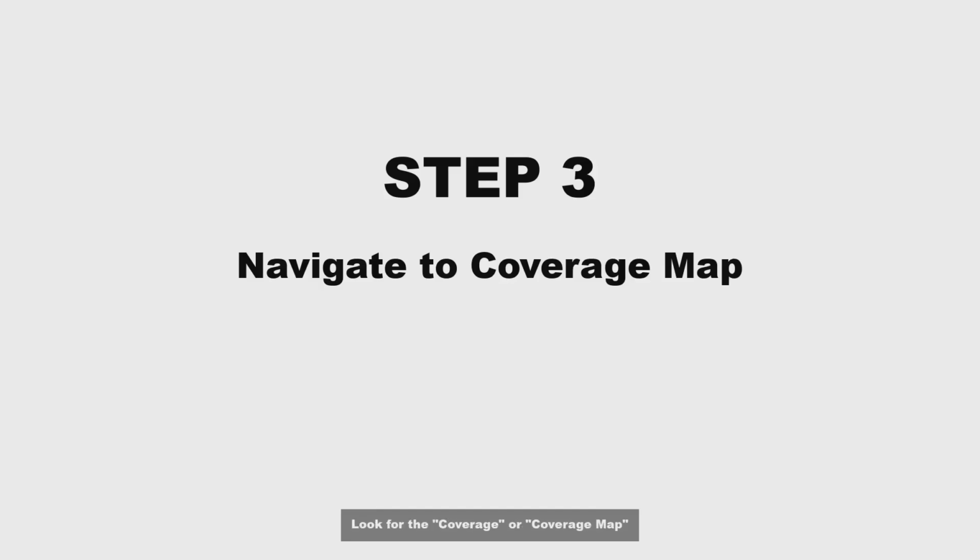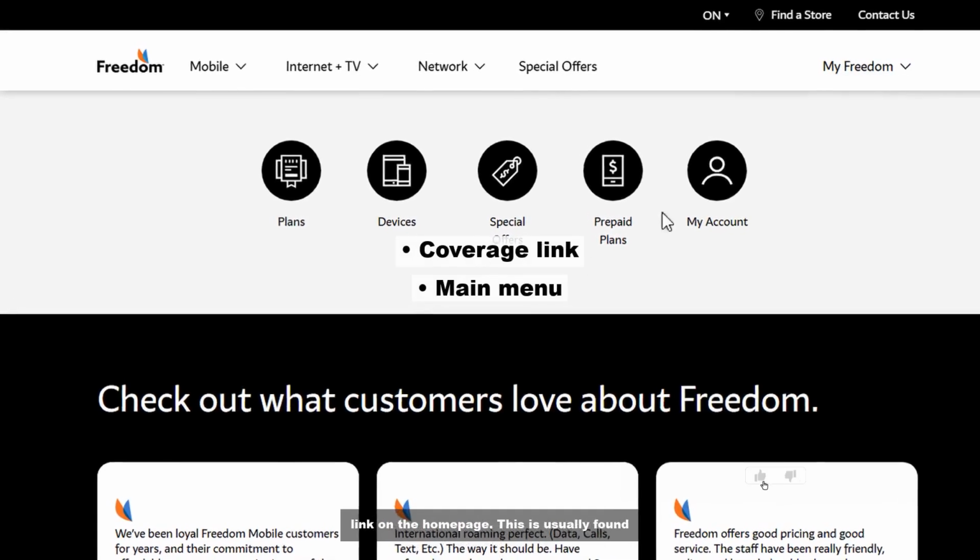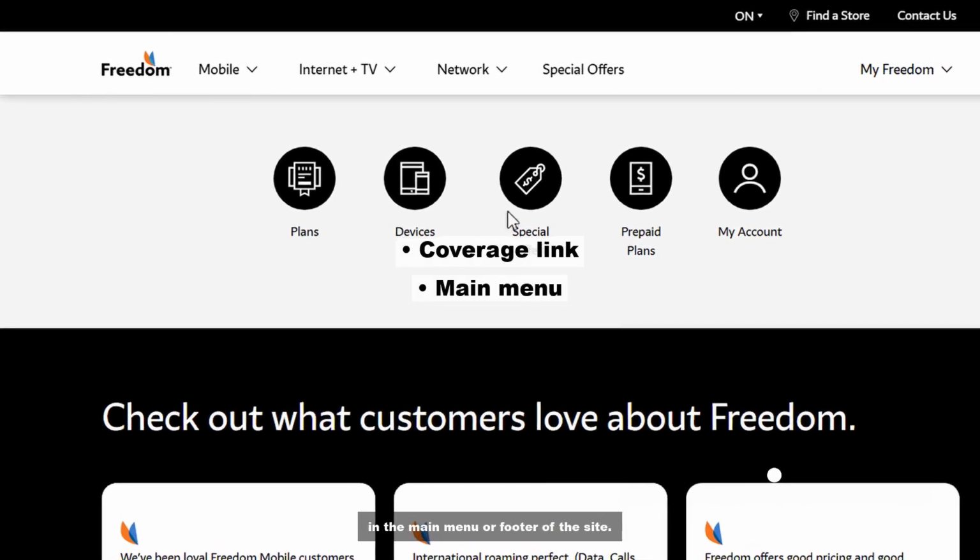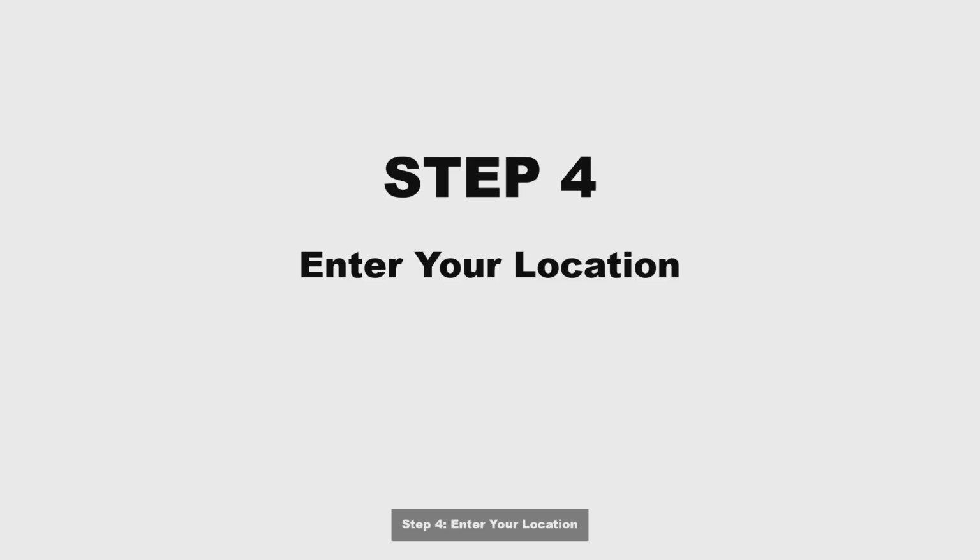Step 3. Navigate to Coverage Map. Look for the Coverage or Coverage Map link on the home page. This is usually found in the main menu or footer of the site.